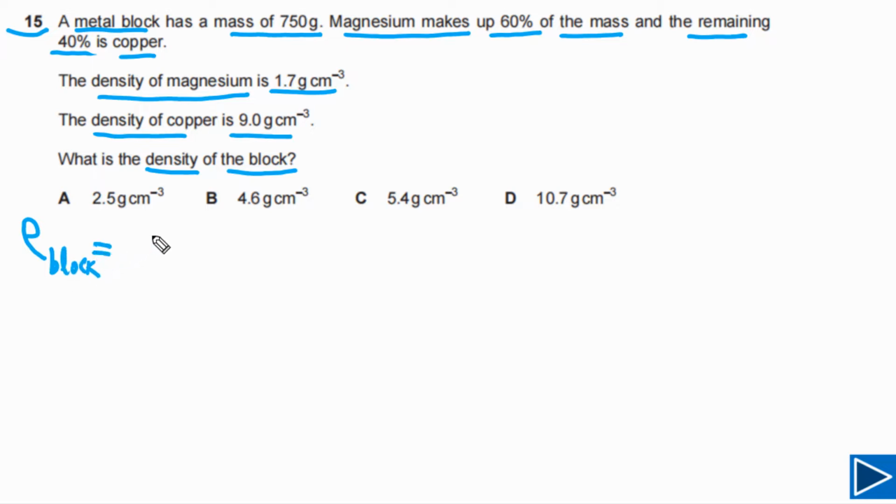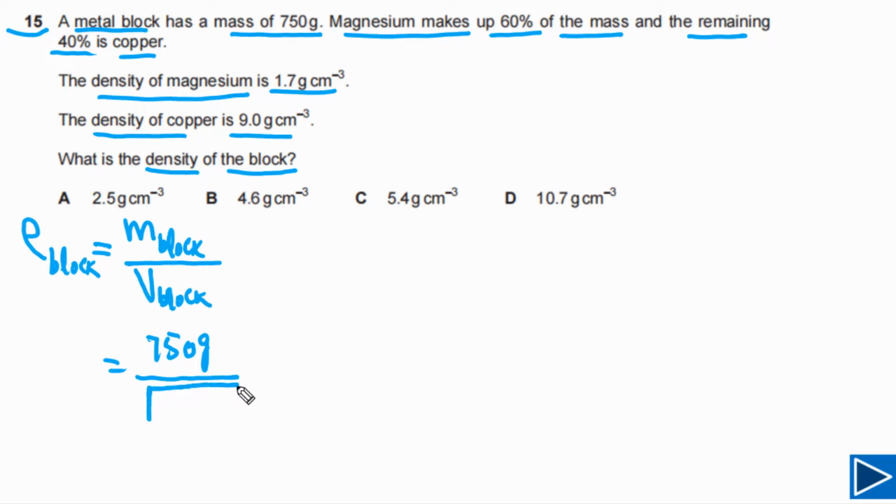In order to find density of block, we need mass of the block, means the total mass of the block, and this one we have to divide by volume of the block. Very simple concept. Density is equal to mass over volume. But for this question, mass of the block is given, so simply we can write down mass of the block is 750 grams. We will use here grams because our answer has to be in grams per cubic centimeter. So for the mass, we can use unit grams. And this one has to be divided by volume of the block.